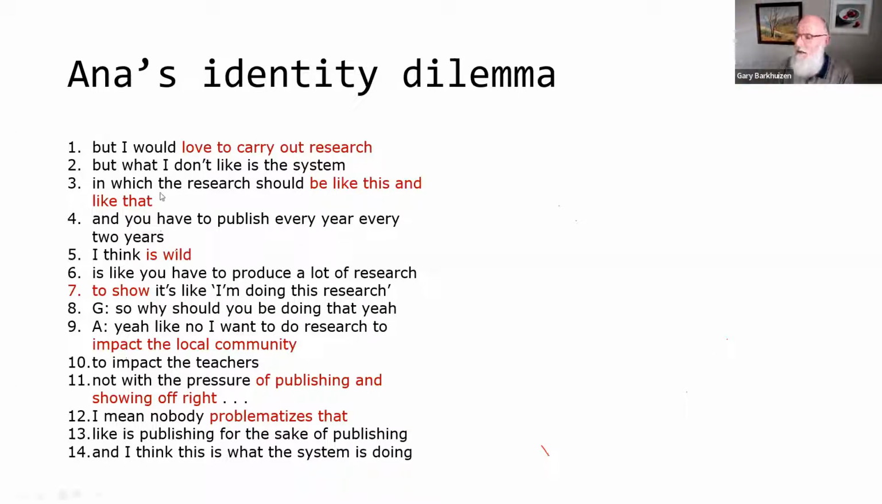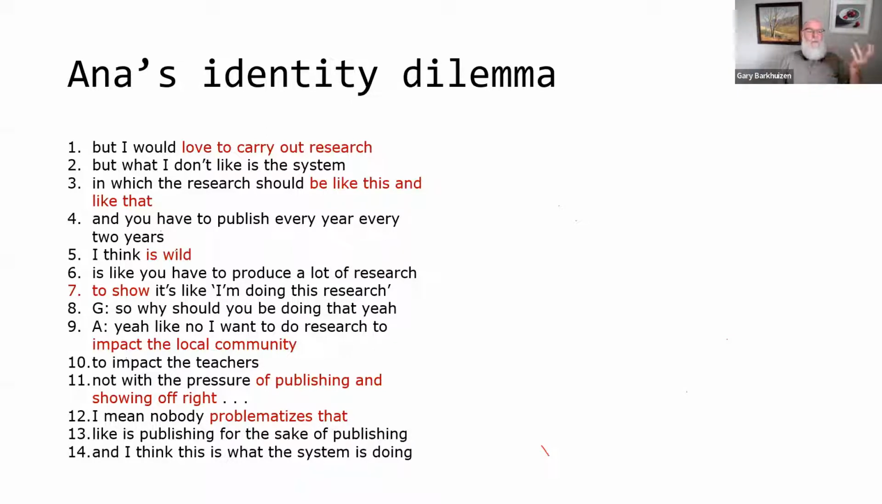And she goes on. She says, I think is wild. It's like you have to produce a lot of research to show it's like I'm doing this research. So why should you be doing that? Like in line 9, no, I want to do research to impact the local community. That's what she wants to do. She wants her research to impact the local community, to impact the teachers, not with the pressure of publishing and showing off research, right? She says that's just showing off. Yeah, I published something, I published 10 articles, I published 5 articles because the university says I must. She doesn't want to get involved in that. She wants to do research that impacts her local community.